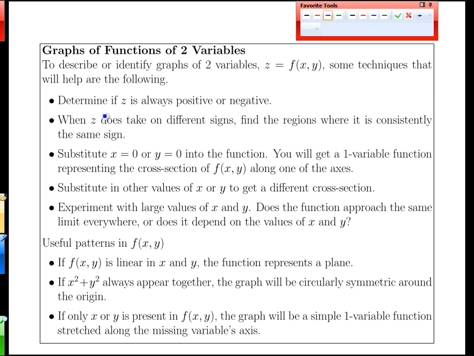A few things that we might look at, I'm not going to go through all of these, this is a reference sheet, but some that we're going to use immediately are the idea of looking whether z is positive or negative. This is something you do with one variable functions, of course, but it plays an important role in getting a basic sense of the shape of a graph in two variables as well.